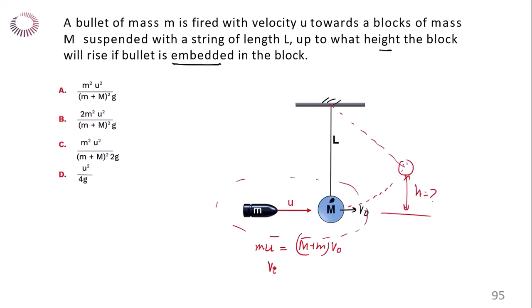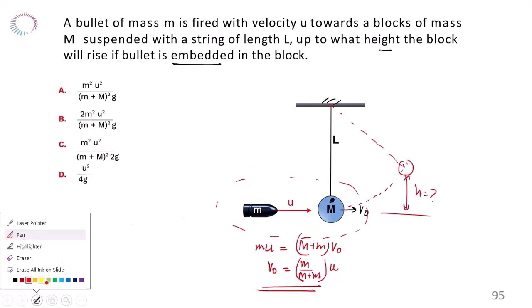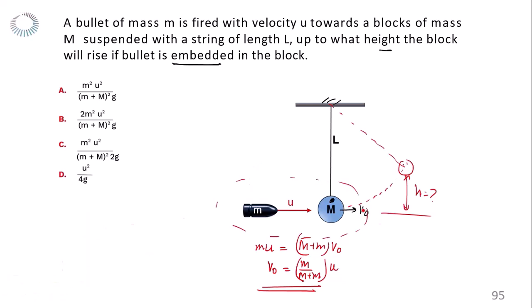So from that I am getting the value of V naught should be equal to small m by capital M plus small m into U. So this is the velocity after the bullet hits the capital M. So now both are moving with this particular velocity. Now, because of that, there will be kinetic energy. At the maximum position, the kinetic energy will be 0.